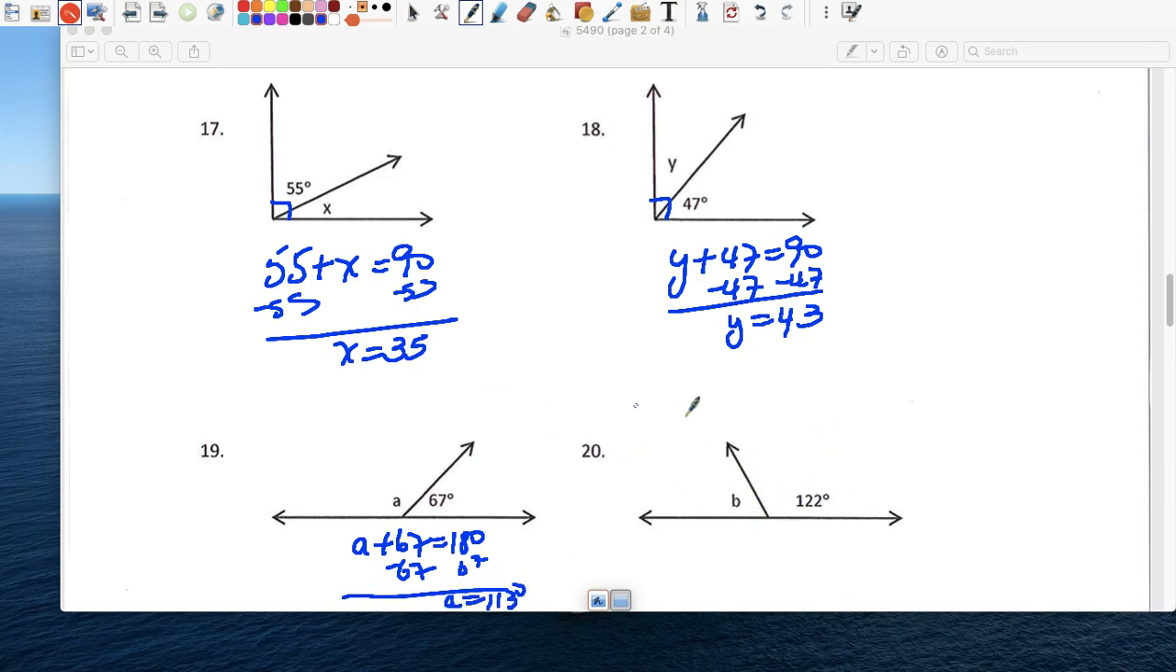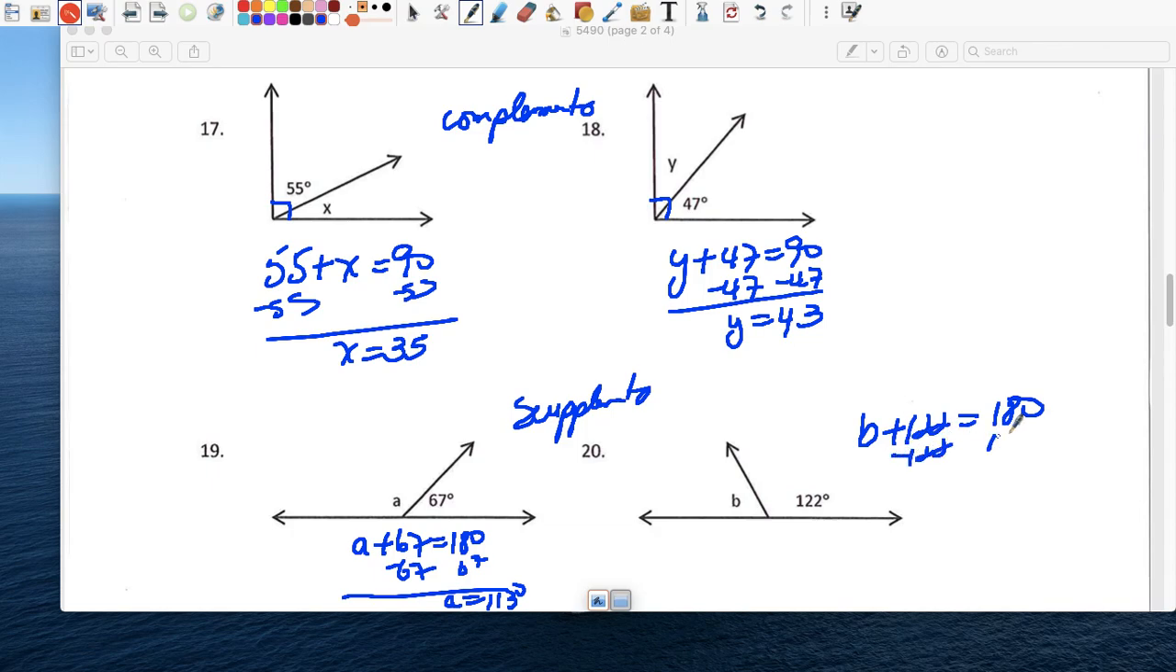Bottom two, they're also supplementary, so I forgot these two are complementary. And these two are supplementary. So this one, B plus 122 equals 180. I'm going to subtract 122 from both sides. And B equals 858 degrees.